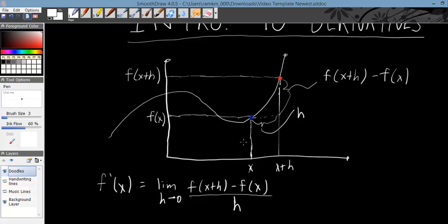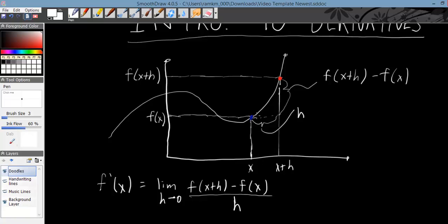So looking at this graph here, we're considering the points x comma f of x and x plus h comma f of x plus h. The x distance separating those points is x plus h minus x, which is just h. And the y difference separating those points is f of x plus h minus f of x. If we take the ratio of those two distances, we get f of x plus h minus f of x over h.